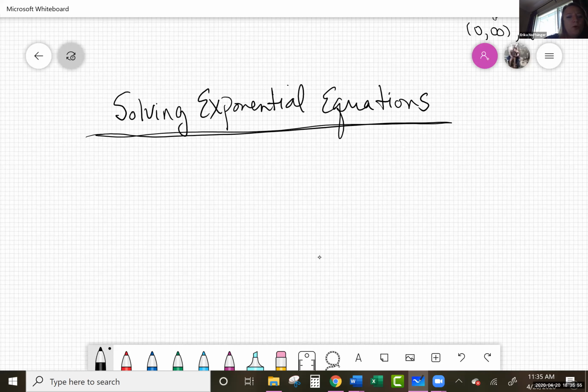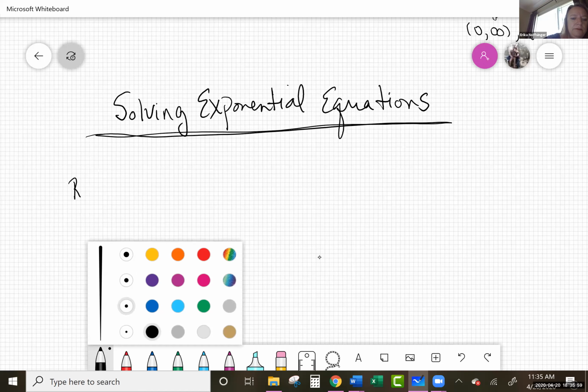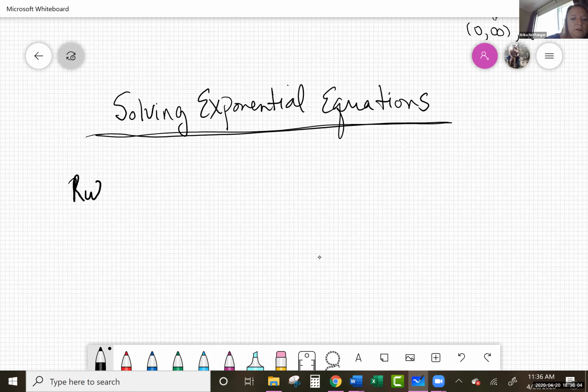So there's a rule that's really helpful. If you have 2 exponential functions equal to each other, so let's say b to the x is equal to b to the y. If your bases are exactly the same, then we can just drop our bases and say our exponents then have to be equal. Then x must equal y.